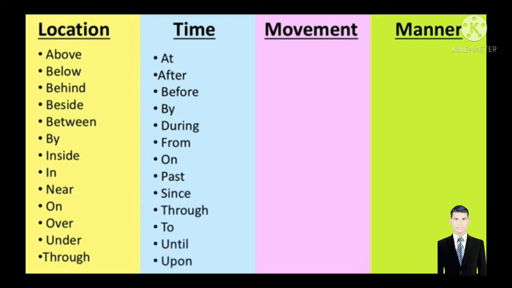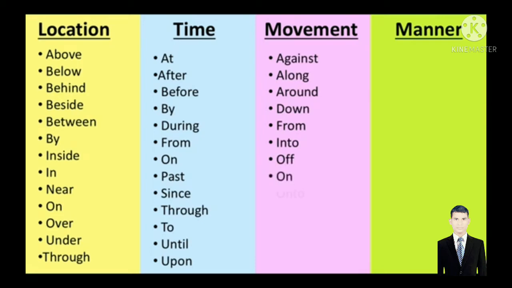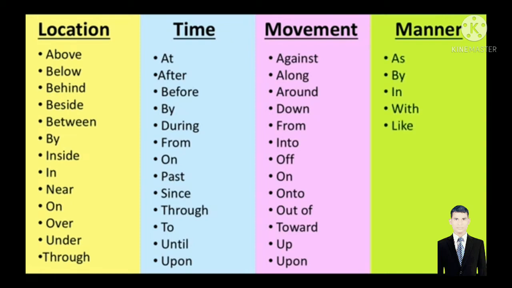until, upon. The most common examples of preposition of movement are against, along, around, down, from, into, off, on, onto, out of, toward, up, upon. And the most common types of preposition of manner are as, by, in, with, like, on.